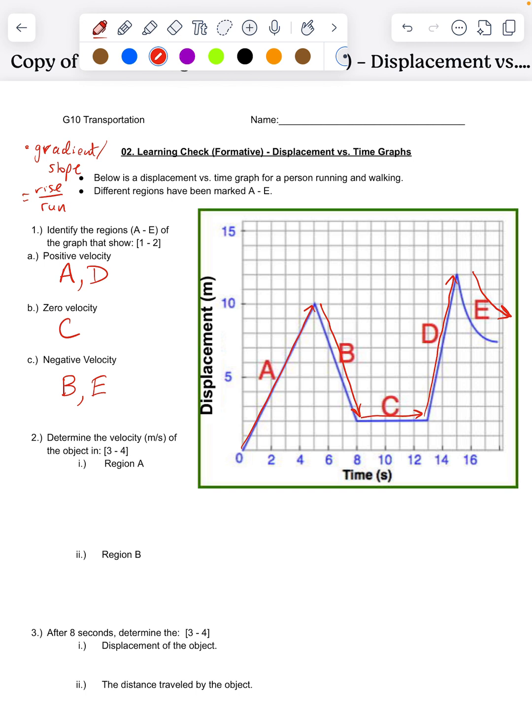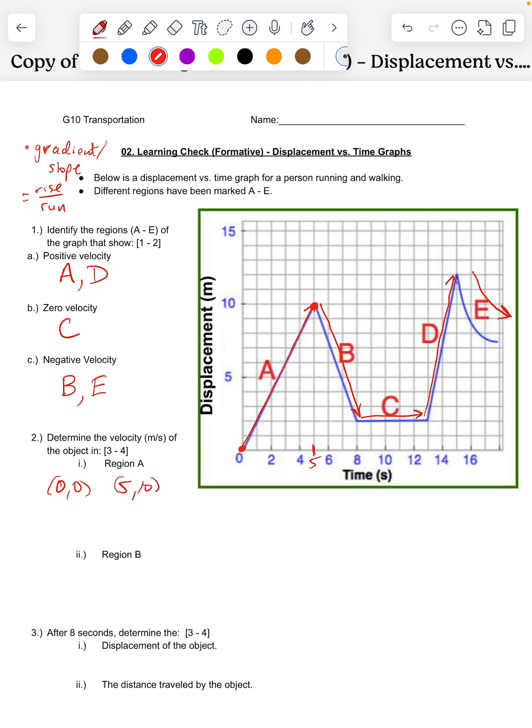If we actually want to determine the velocity of an object or the person in region A and B, then we actually need to calculate a value for the slope. So for A, I picked 2 points along this line. The easiest 2 points are at the beginning, 0, 0, and at the end, which is 5 seconds and 10 meters. So my 2 points are 0, 0, and 5, 10.